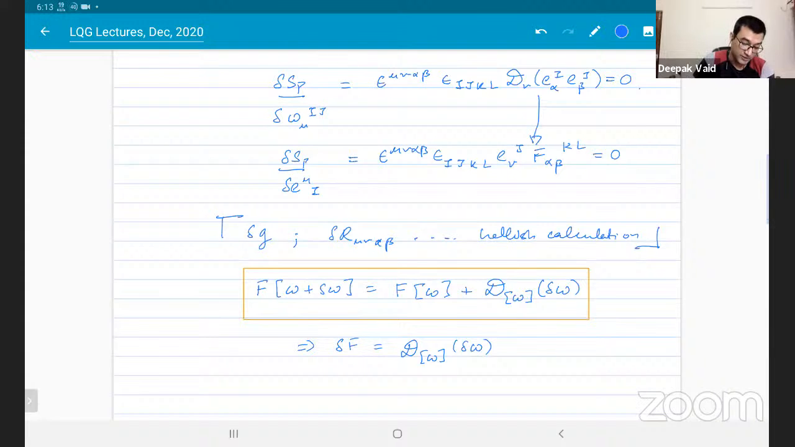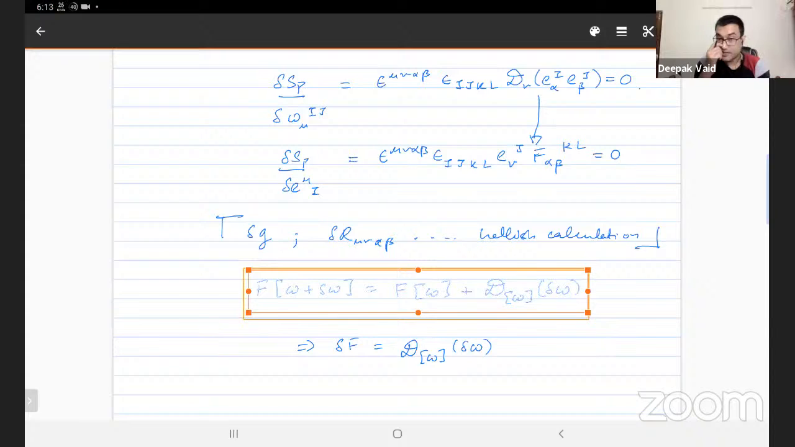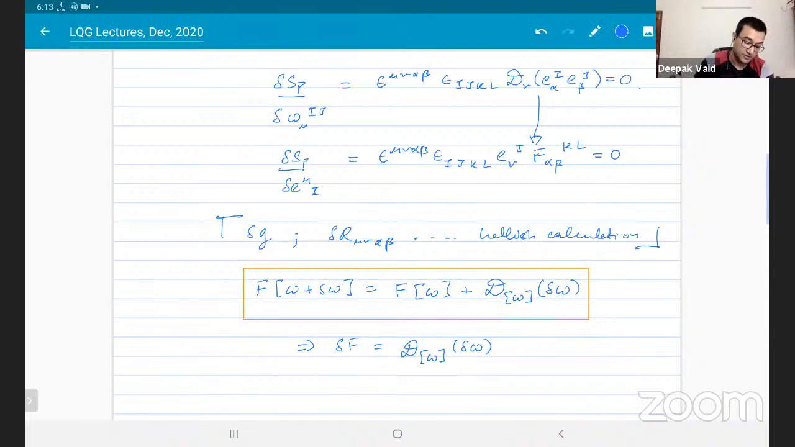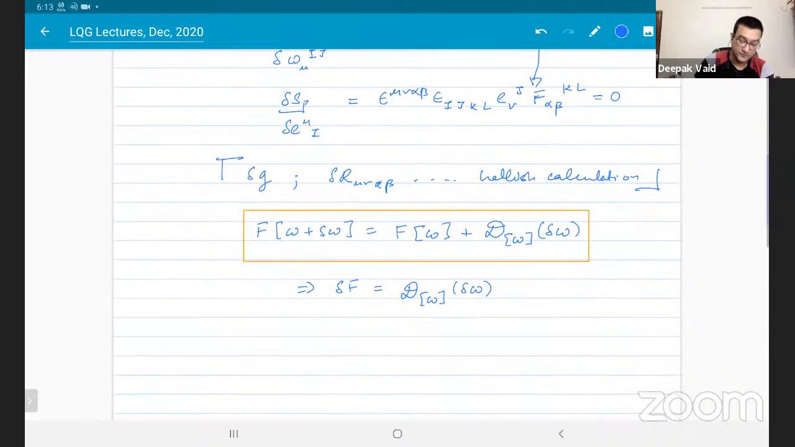To do this calculation, it is helpful to use this identity, which relates the change in the curvature due to a change in the connection. I read somewhere that this is called the Palatini identity, so I'll call it that.